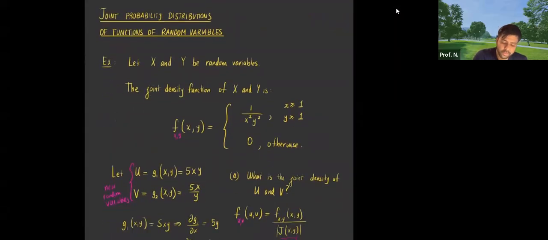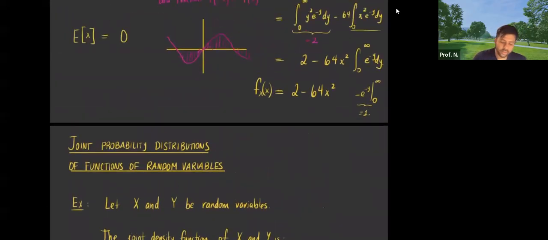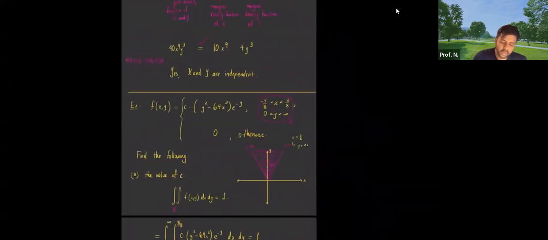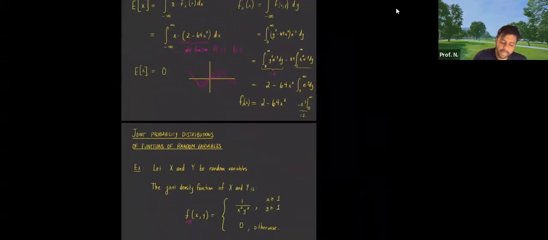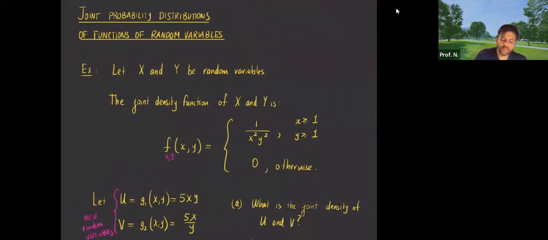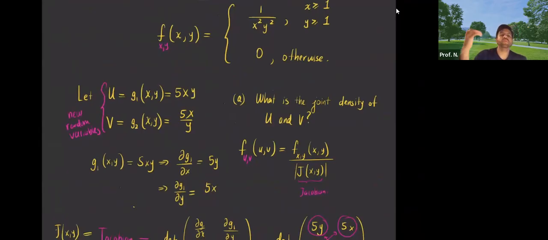So last class we particularly were interested in this topic. We also discussed a bit more on finding expected value using joint distributions and marginal distributions. And now we're heading into the world of joint probability distributions of functions of random variables. So this time you're given the joint density function between two random variables, and then you have this new set of random variables in terms of the original random variables that you started with. So the question is, how do we find the joint density function?